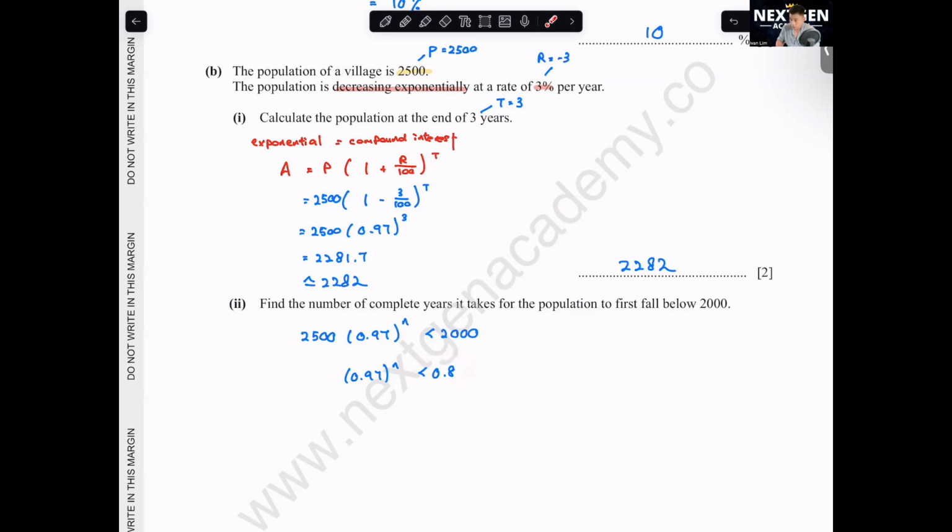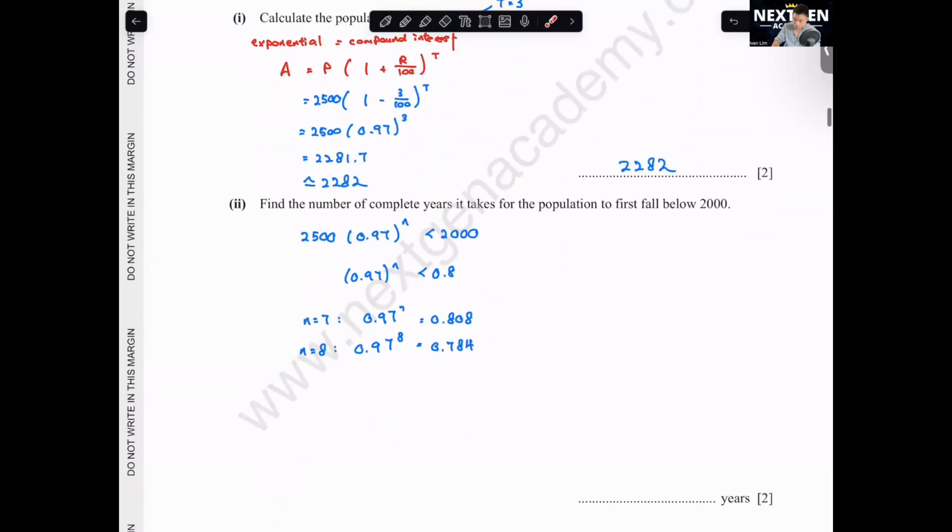So I'm going to show it like this. I show one step before first. When n equals 7, 0.97 to the power of 7 is 0.808. Then when n equals 8, 0.97 to the power of 8 is 0.784. So you at least show that there's a transition, that this is the first time it is below 0.8. So my answer here is 8.